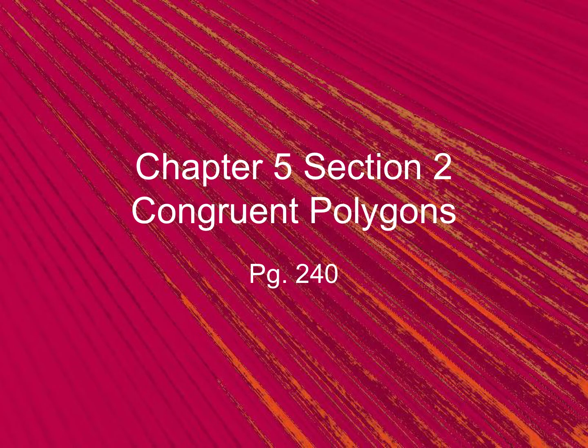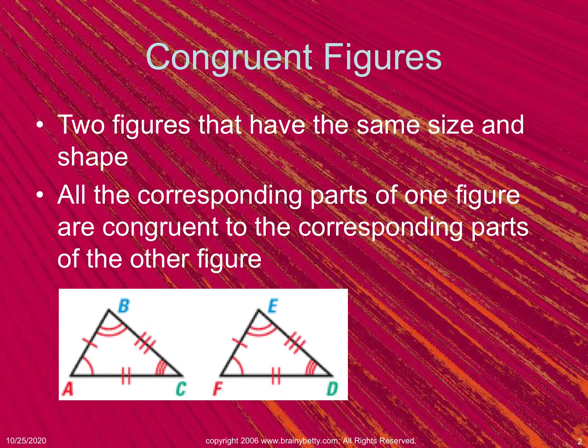So today we're going to cover Chapter 5, Section 2, and we're going to talk about applying congruence or congruent polygons. When we talk about congruent figures, we're talking about two figures that have exactly the same size and shape. All of the corresponding parts of one figure are going to be congruent to the corresponding parts of the other figure. So what we need to do is, when we have two triangles, we need to be able to show that every single angle will match with the other angle in the other picture and every single side.